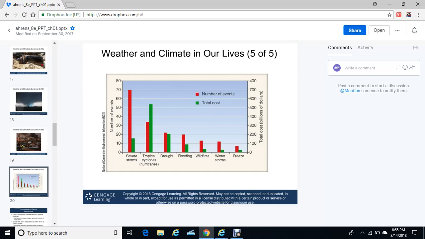Then you've got tropical cyclones. They impact the United States every year. Droughts, flooding, wildfires. Have a really bad wildfire going on in the California region right now. Winter storms, and then freezing. So this just shows you, and by the way, these costs are in total billions of dollars there on the right-hand side. So, for example, severe storms can cost up to $700 billion in damage. And that's just really impressive when you think about it.